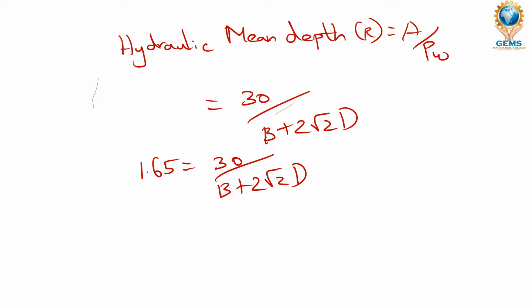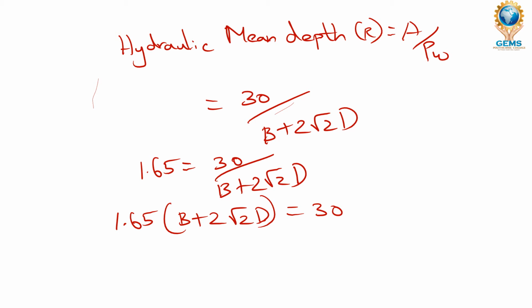Now we are going to bring this b plus 2 root 2 d to the left hand side. It will be remaining like this: 1.65 into b plus 2 root 2 d, which is equal to 30. Actually, this d is outside the square root, it is not in the square root. Kindly make a note.